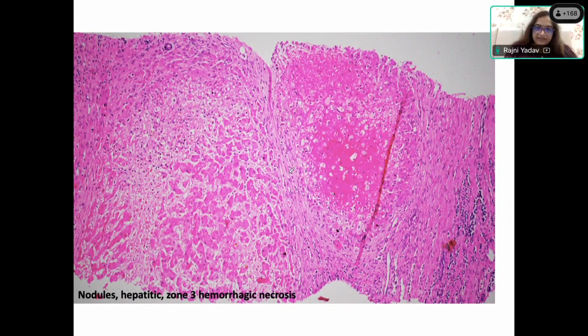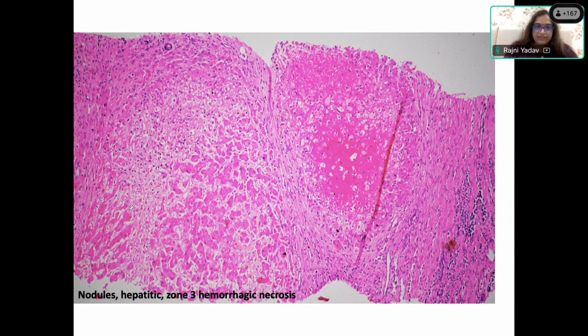This is another case. Here we have got nodules. So nodules are surrounded by the fibrous septa. And here if we see, this patch is completely necrotic. So what has happened in this? This patient had chronic liver disease. On top of that, he has got an acute failure. So this is acute upon chronic liver failure.